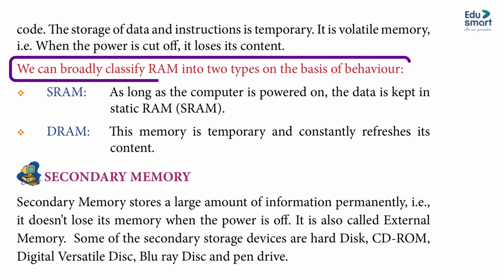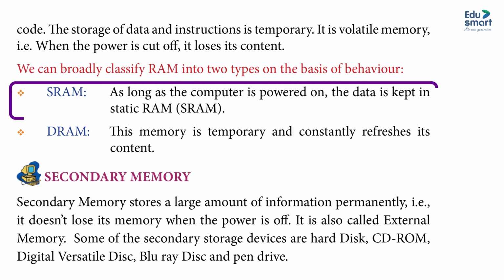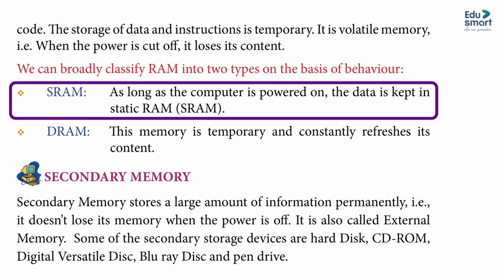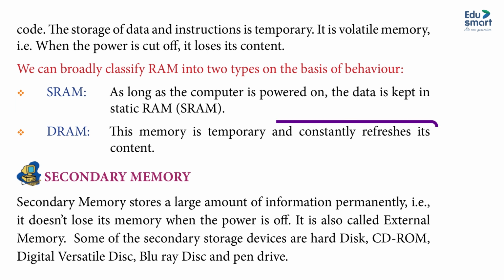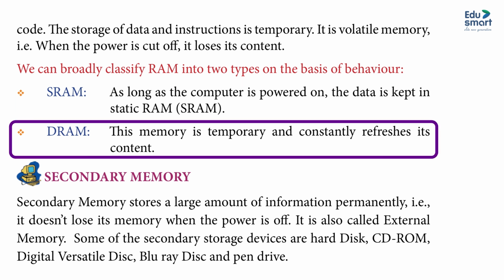We can broadly classify RAM into two types on the basis of behavior. SRAM. As long as the computer is powered on, the data is kept in static RAM. DRAM. This memory is temporary and constantly refreshes its content.